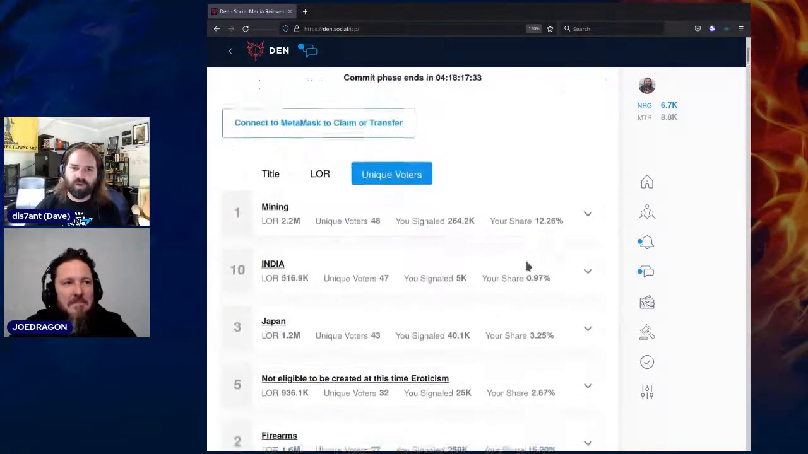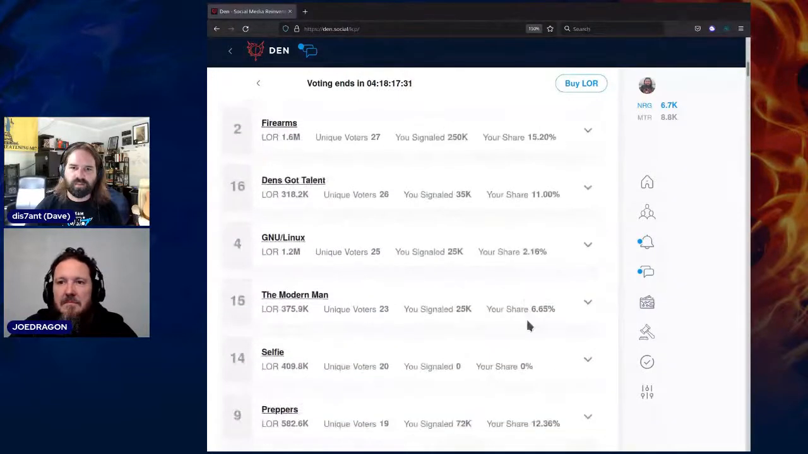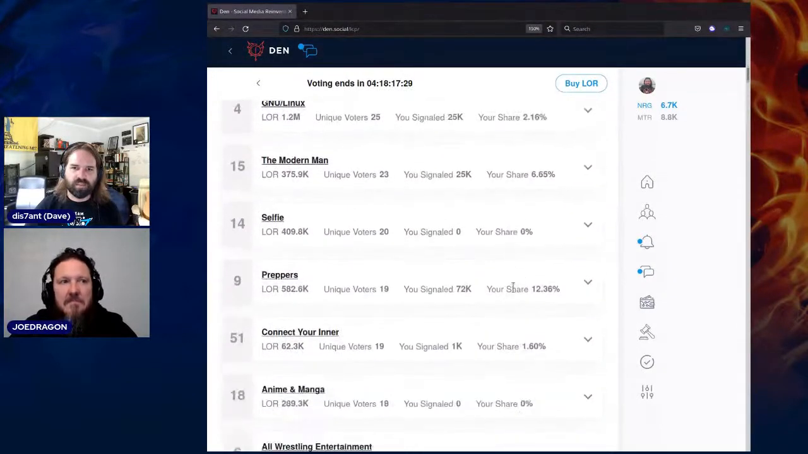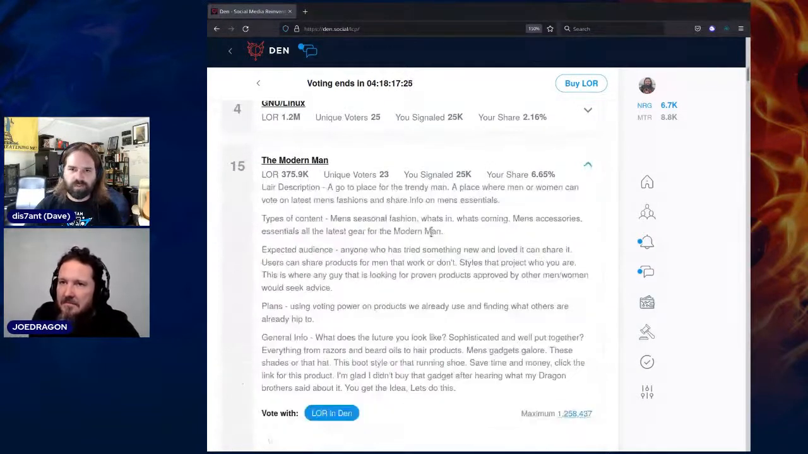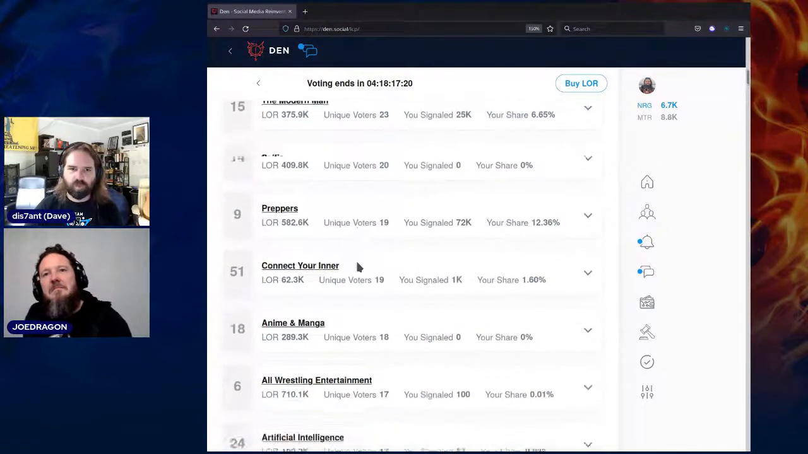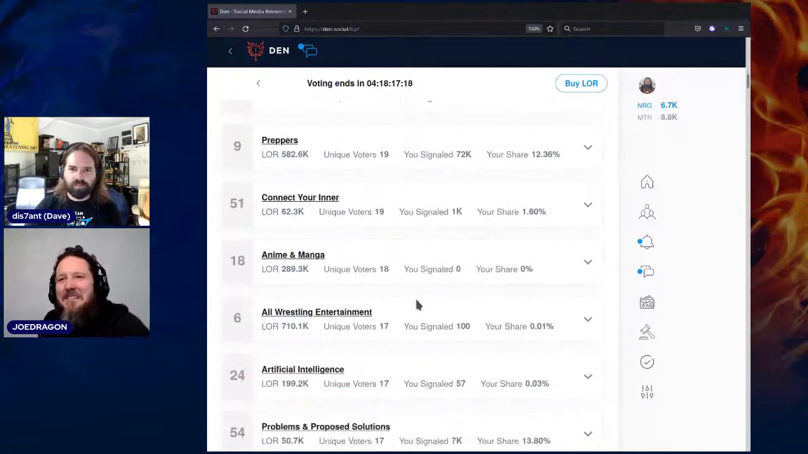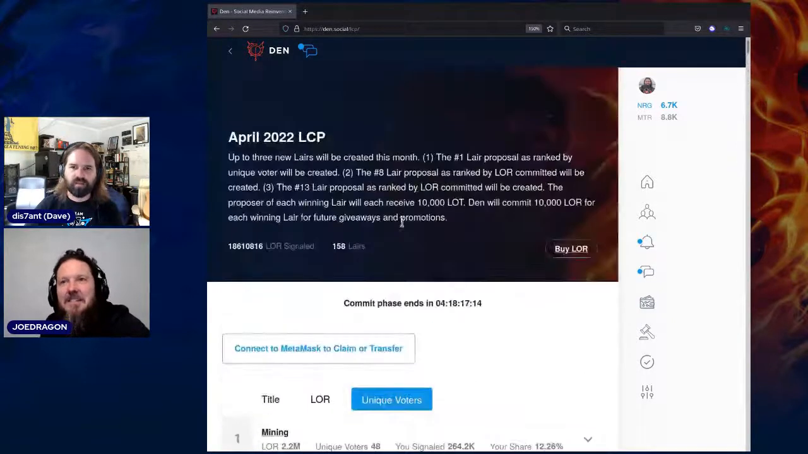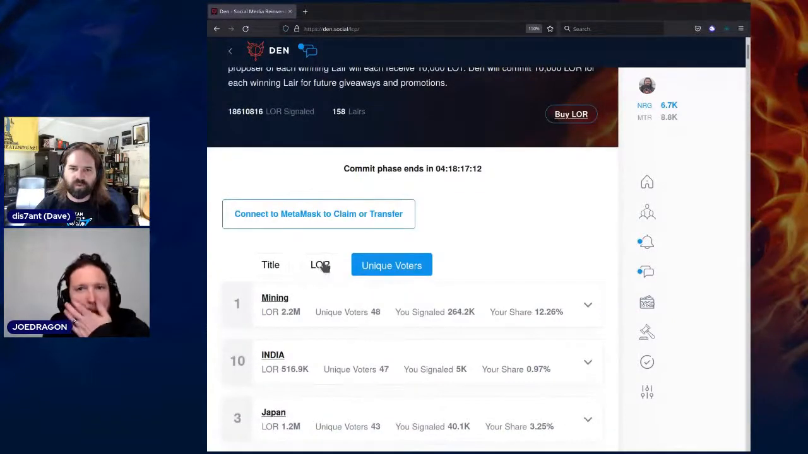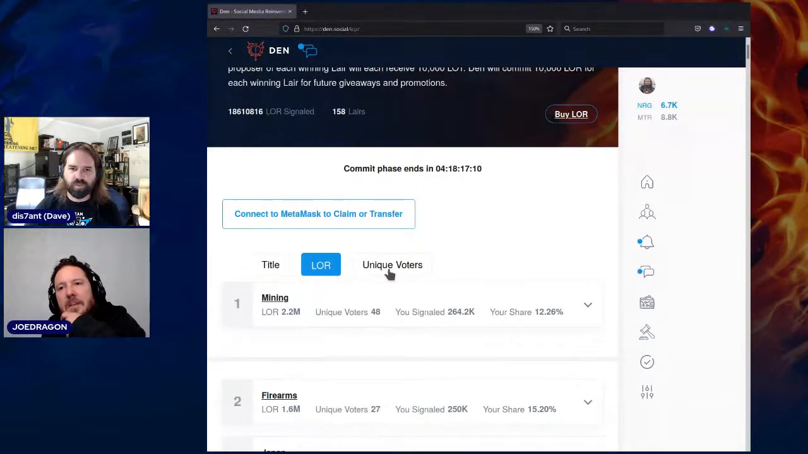So we've got firearms, India, Japan. Den's got talent. GNU Linux, Modern Man. I liked Modern Man. That was a cool write-up. Men and women talking about men. Why not? So we'll see what happens there. That's cool. I like it so far. So unique voters, and then by lore. Sweet.